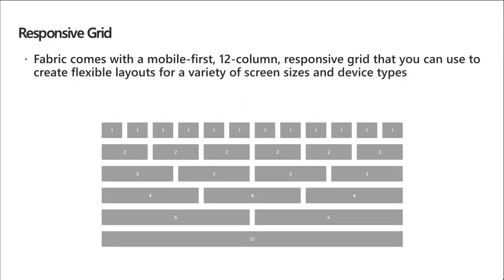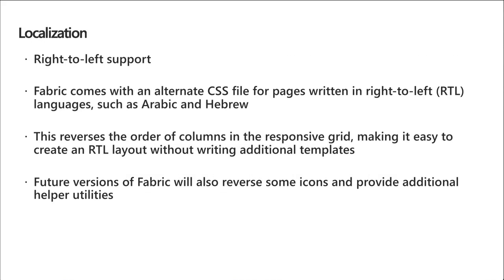Now, Office UI Fabric comes with a mobile-first 12-column responsive grid that you can use to create flexible layouts for a variety of screen sizes and device types. As far as localization goes, we have right-to-left support, in addition to the default left to right. Fabric comes with an alternate CSS file for pages written in right-to-left languages such as Arabic and Hebrew. This reverses the order of the columns in the responsive grid, making it easy to create an RTL layout without having to write additional templates. Future versions of Fabric will also reverse some icons and provide additional helper utilities.